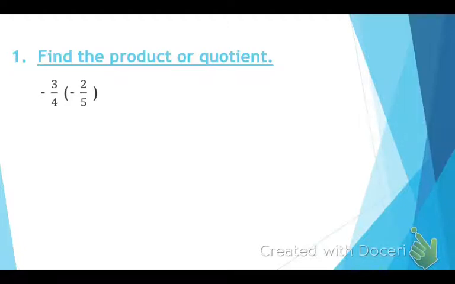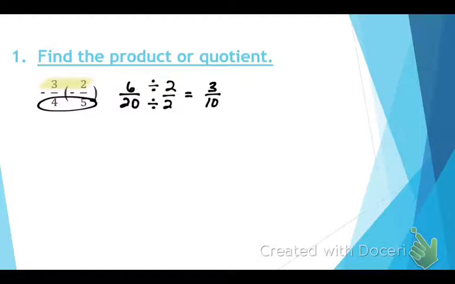Okay, so this is what some people did. They multiplied across. 3 times 2 is 6, and then they multiplied down here. 4 times 5 is 20. We know that we do have a negative times a negative, which is 2 negatives, so that would equal a positive. But then you would need to reduce, okay, because a 2 can go into both of them, and you would get 3/10. How many of you would say that was the way that you did it? Okay, there is an easier way.